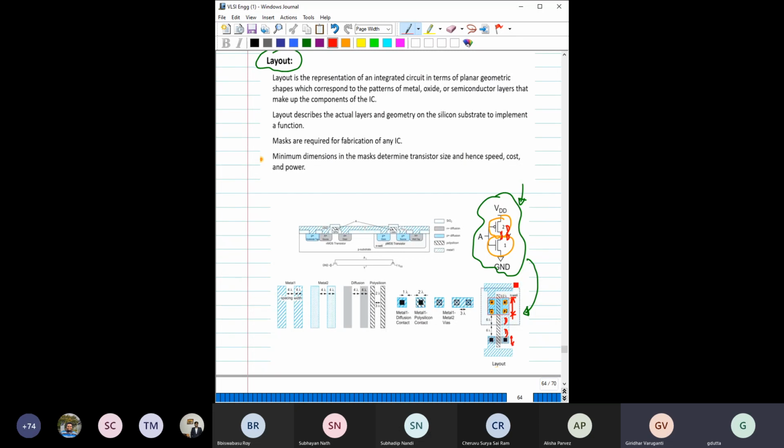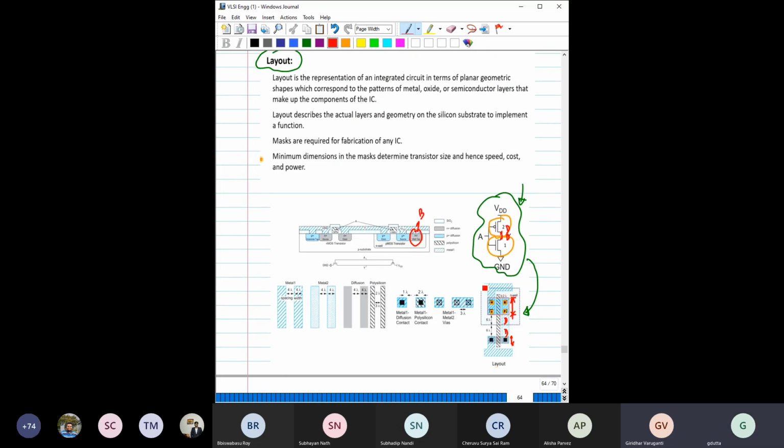Okay, so this is the general layout diagram here, but clearly you can see we have not considered this body contact. So here you can see for PMOS this is the body contact. For this one, body and source have been connected. So here we have not considered it in this layout.